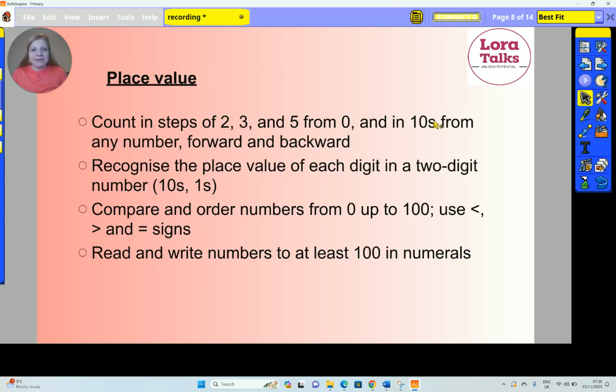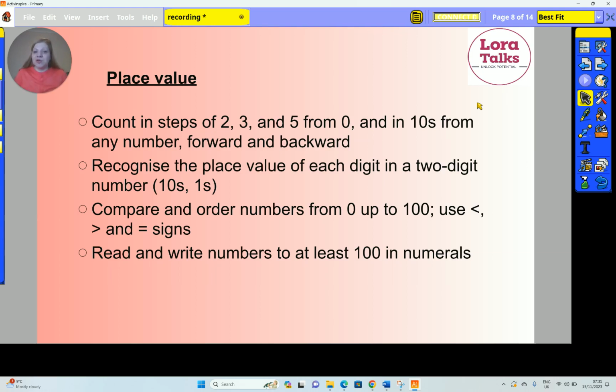So let's start with place value. In Year 2, the children need to learn to count in 2s, 3s and 5s from 0 in a step. So you can use number lines or 100 squares and things like that. And also in tens. So in tens, they can count from any number forwards and backwards. For example, you have 53, would be 63, 73, or you count backwards, 99, 89, 79, and kind of make it a game in different voices.